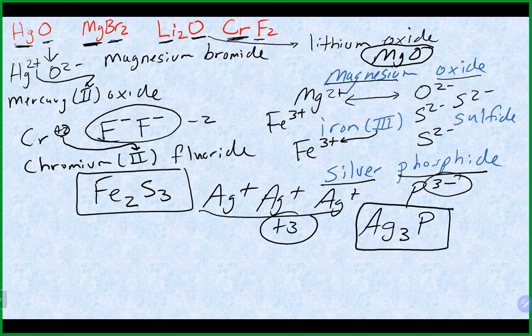So the goal of ionic compounds that we talked about is to get the positive and negative charge to equal 0 in the simplest way to do so. Any questions on any of those?